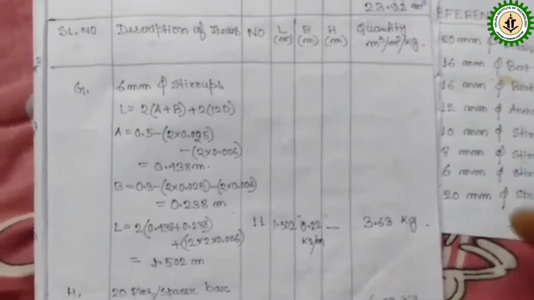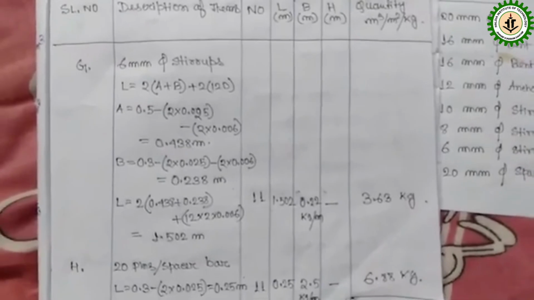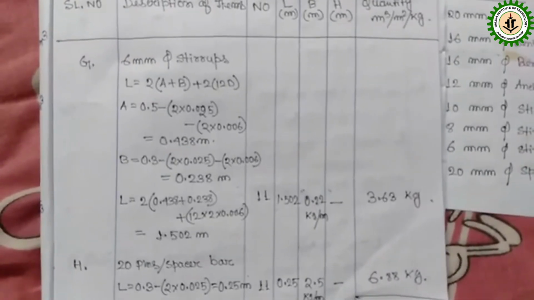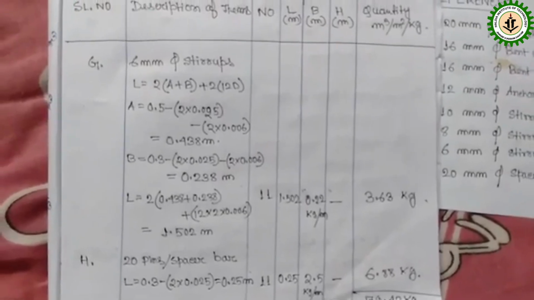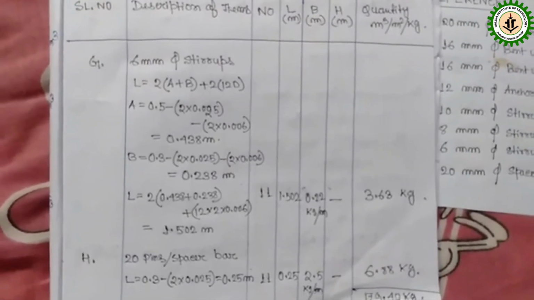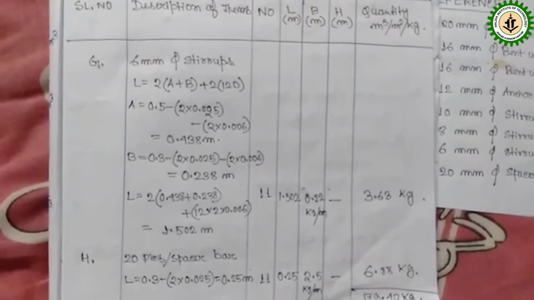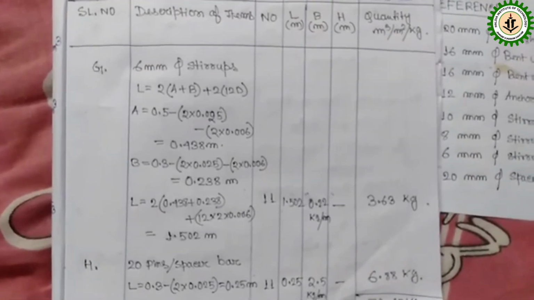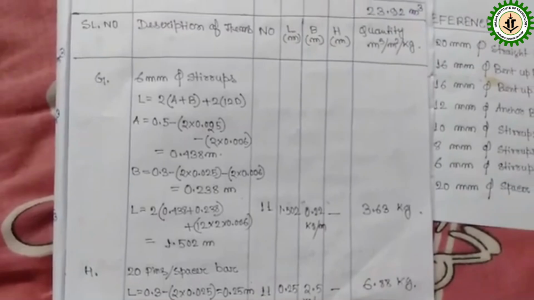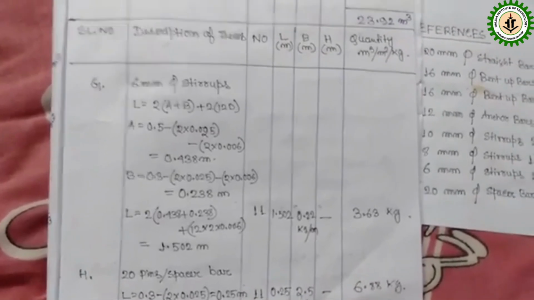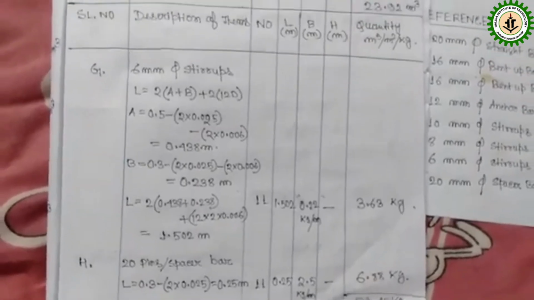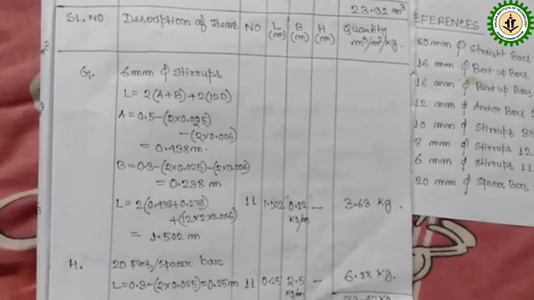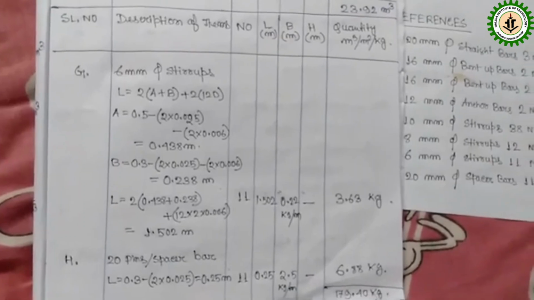And the next type is G, where we also do a similar calculation like type E stirrup. After that we get the quantity in kg. Here we get 3.63 kg for type G stirrup. So type E, type F and type G are similar, so the calculation is also similar. The dimension is different, so there is a little bit of difference for that particular dimension.